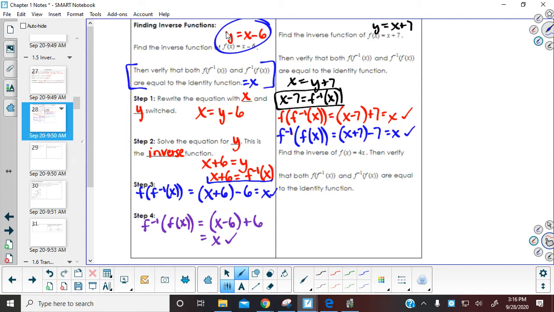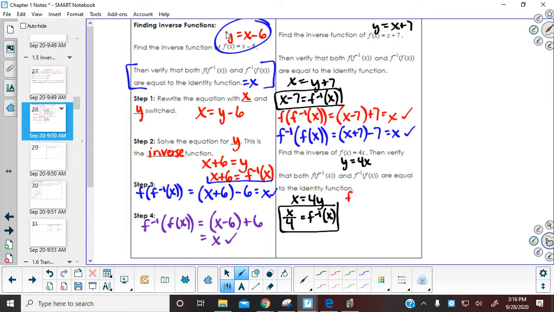Okay, the next one is similar in concept. The only difference is it's y equals 4x instead of addition or subtraction. So again, if we follow our steps, we have y equals 4x. When I swap out my values, I get x equals 4y. When I solve for y, I end up with x over 4, and that's going to be my inverse function. So that's my function, and then I'm needing to verify those composites.